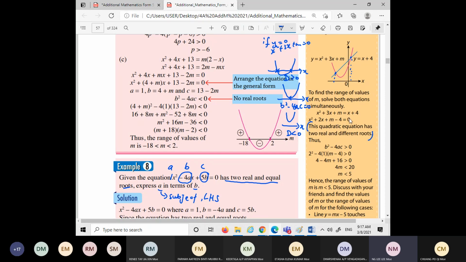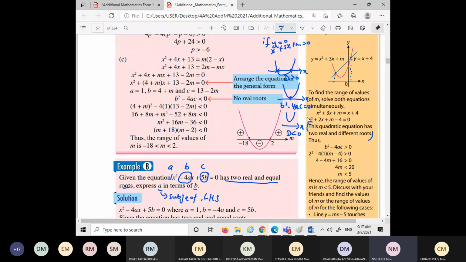So this is how you continue. You have to let this equal to x plus 4, same as when y equals 0 you let this equal to 0. Then remember to move everything to one side, to make it general form. In general form only can you identify A, B and C. From the graph you know you have 2 real and different roots, therefore the discriminant D is greater than 0: b squared minus 4ac is greater than 0.